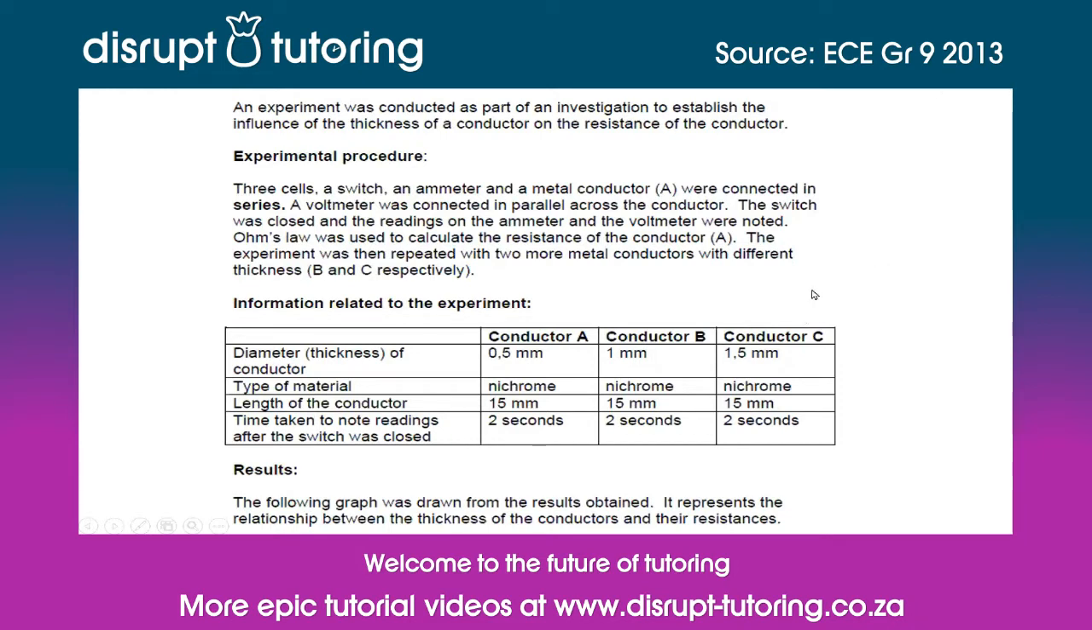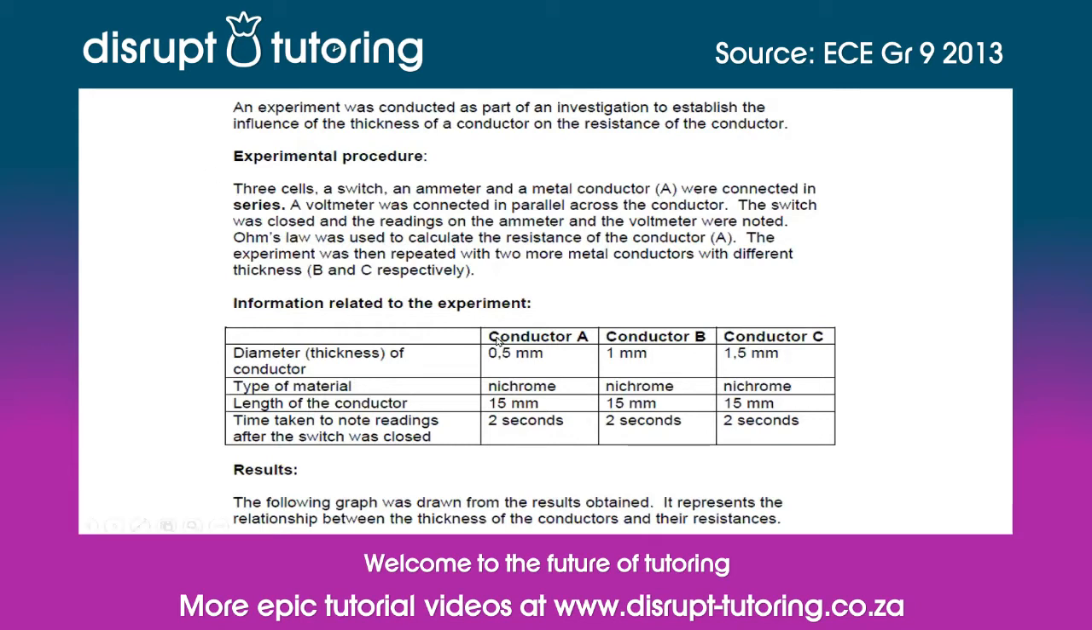It reads, an experiment was conducted as part of an investigation to establish the influence of the thickness of a conductor on the resistance of the conductor. Experimental procedure: 3 cells, a switch, an ammeter, and a metal conductor were connected in series. A voltmeter was connected in parallel across the conductor. The switch was closed and the readings on the ammeter and voltmeter were noted. Ohm's law was used to calculate the resistance of the conductor. The experiment was then repeated with 2 more metal conductors with different thickness, B and C respectively.